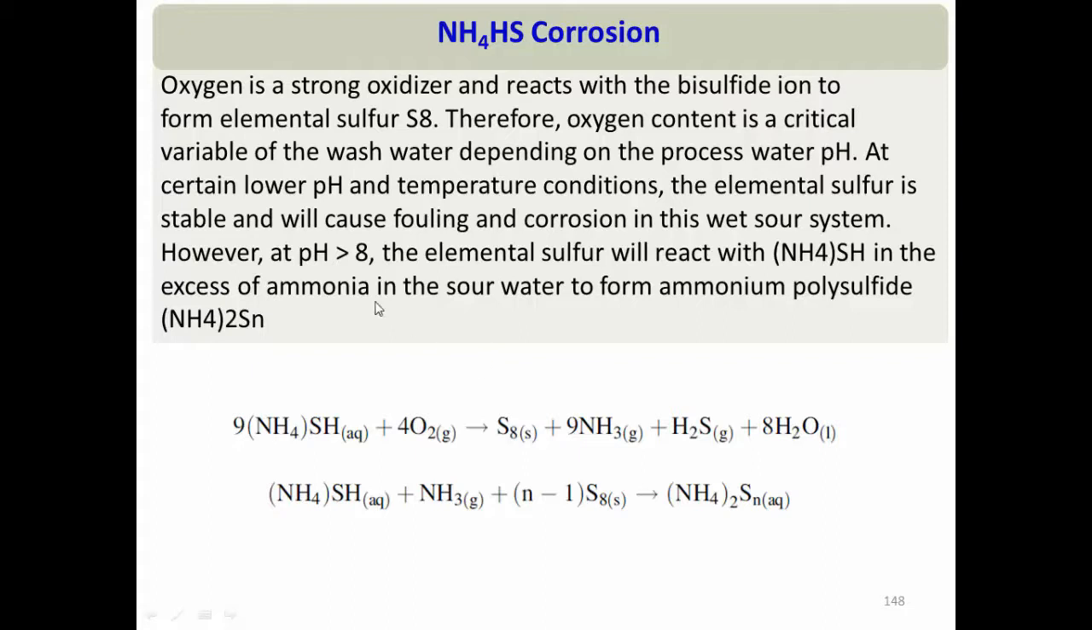However, if our pH goes high, then this reaction reverses and this sulfur reacts with ammonium bisulfide, and it forms ammonium polysulfide, and ammonium polysulfide acts as a corrosion inhibitor. How, I will discuss in a few minutes, but it is clear that if pH goes above it, then elemental sulfur formation won't be a problem. But if pH goes below, then this is a big problem.